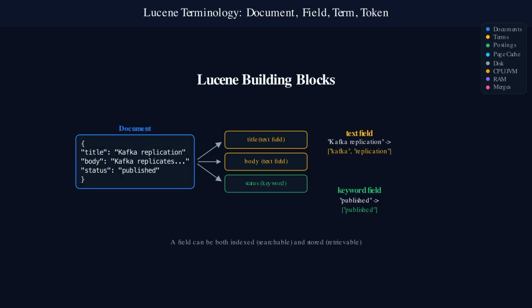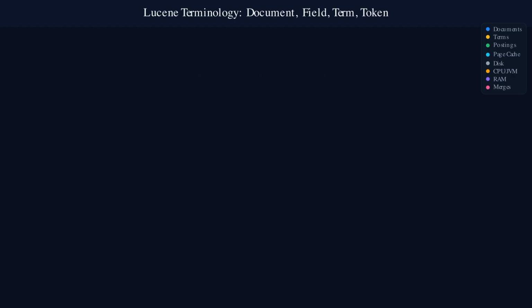Here is a key distinction. A text field is tokenized into many terms, so searching for any word in the sentence will match. A keyword field is stored as a single exact term, useful for filtering by status or category. Lucene also distinguishes between indexed fields, which go into the inverted index for searching, and stored fields, which preserve the original value for retrieval. A field can be both indexed and stored.